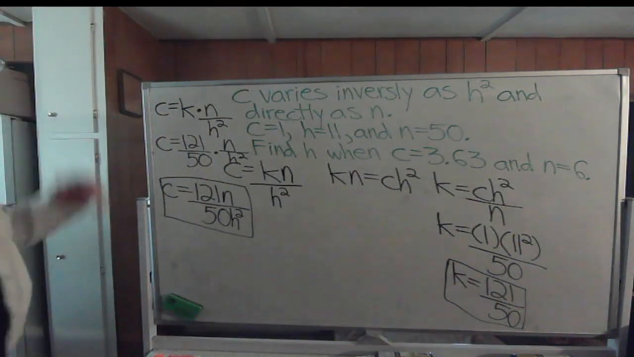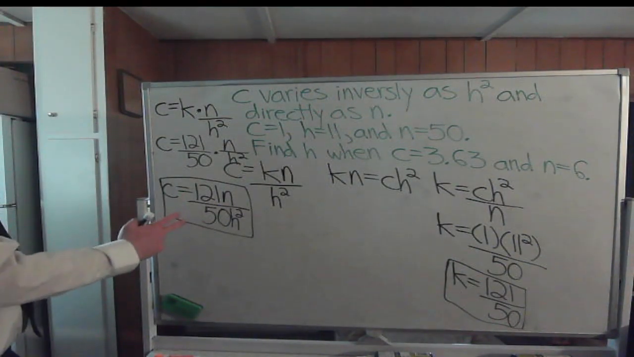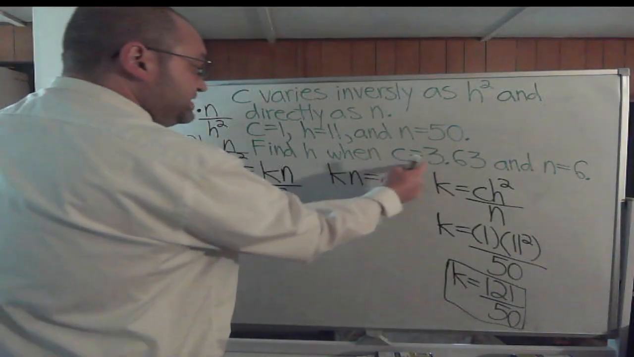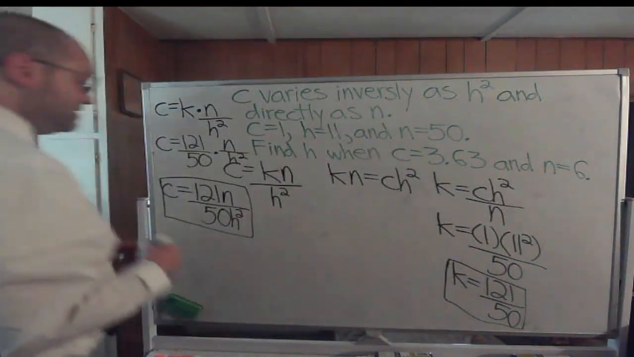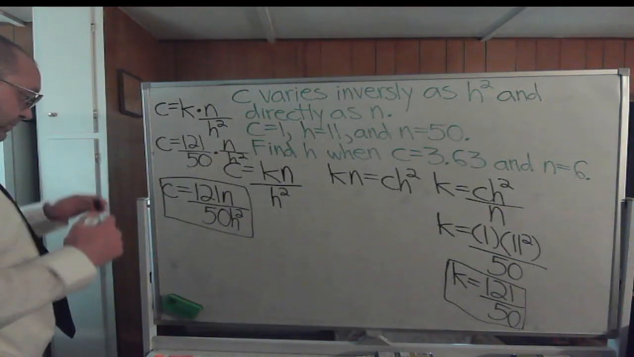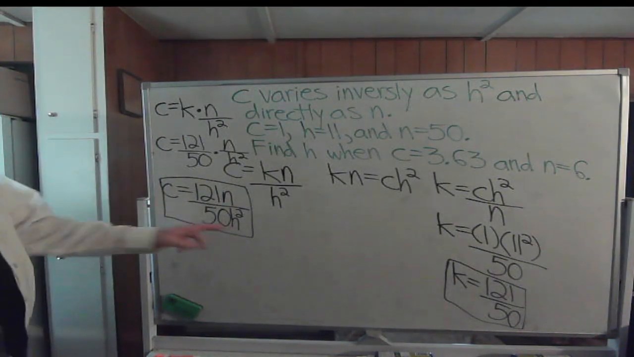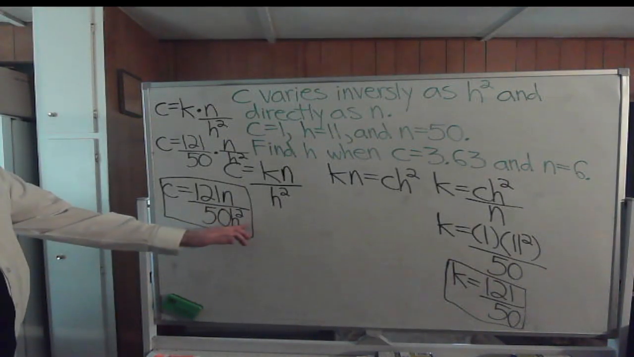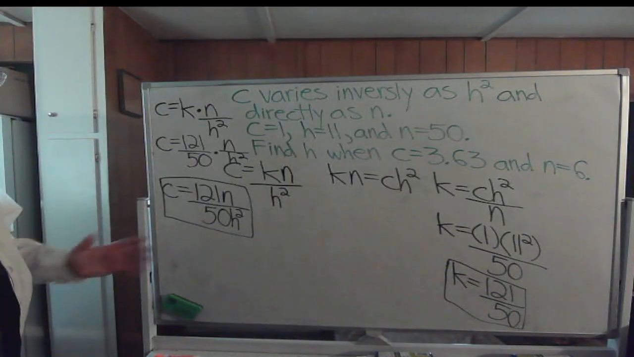Okay, so we have found our constant of variation. We've even found our equation of variation. Now the last thing we have to do, find h when c equals 3.63 and n equals 6. So, ultimate goal first is to solve for the h, right? That means we need to get that term, the whole term that has 50h squared, out of the denominator and out the right-hand side.